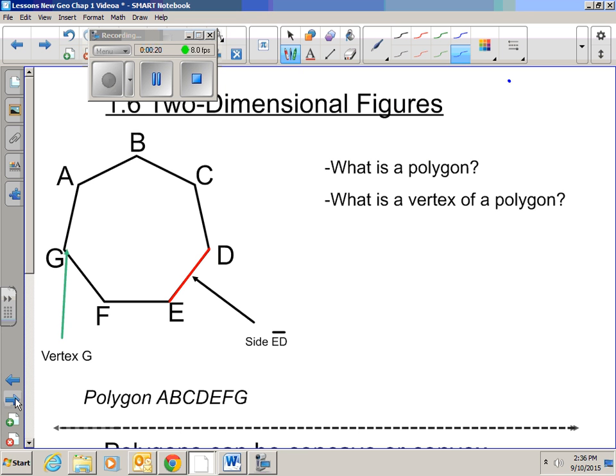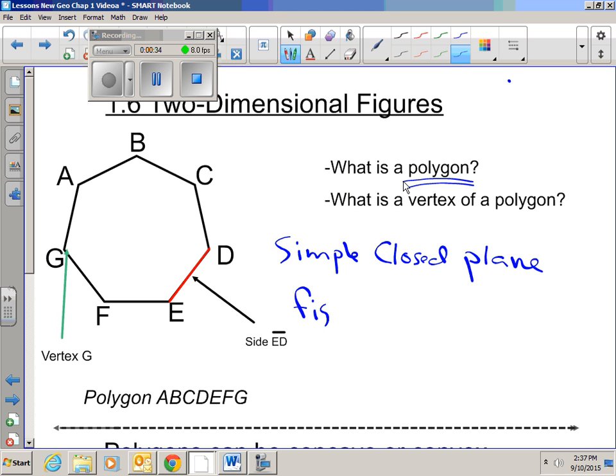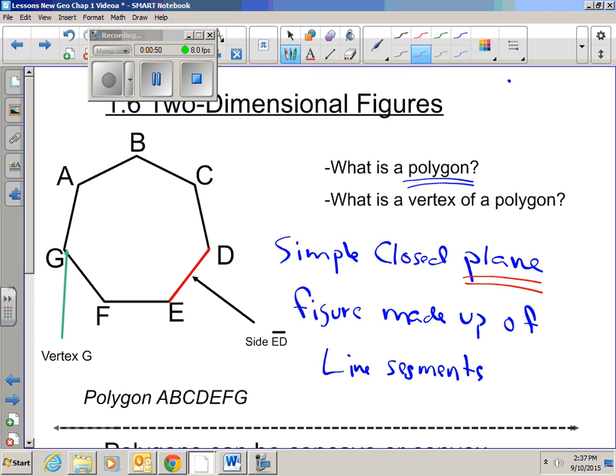Let's talk about polygons. What is a polygon? A polygon is a simple, closed, plane figure made up of line segments. In other words, to be a polygon, it must be able to be put on a plane. It's a two-dimensional figure. The fact that it's simple means it has no lines that cross on the inside.